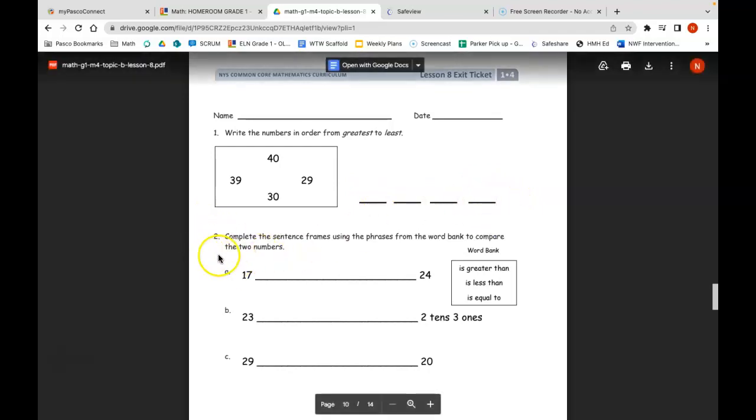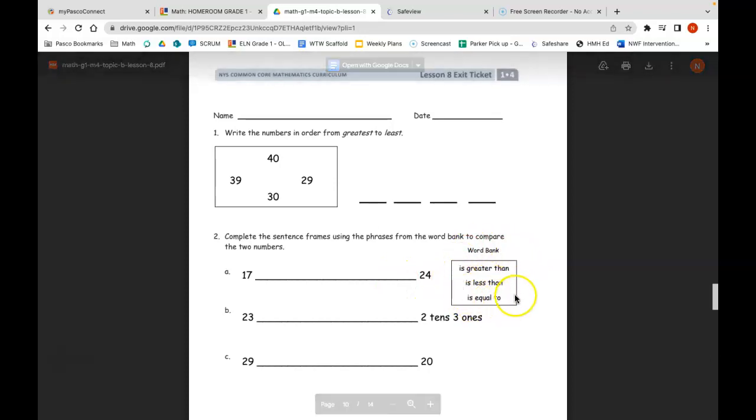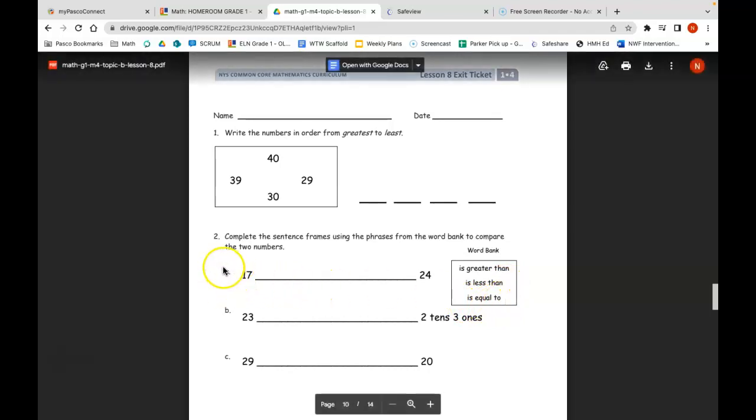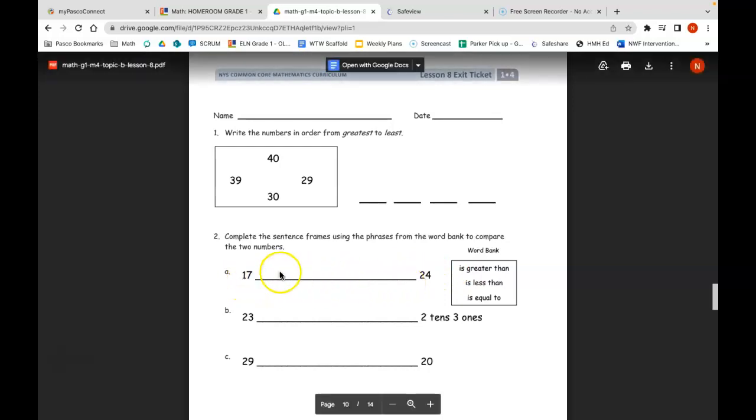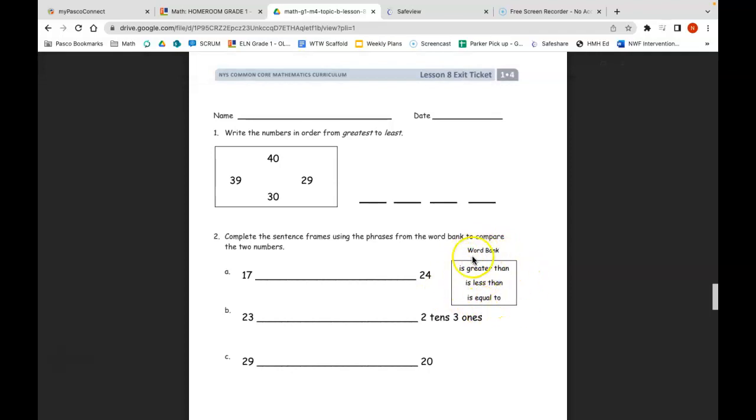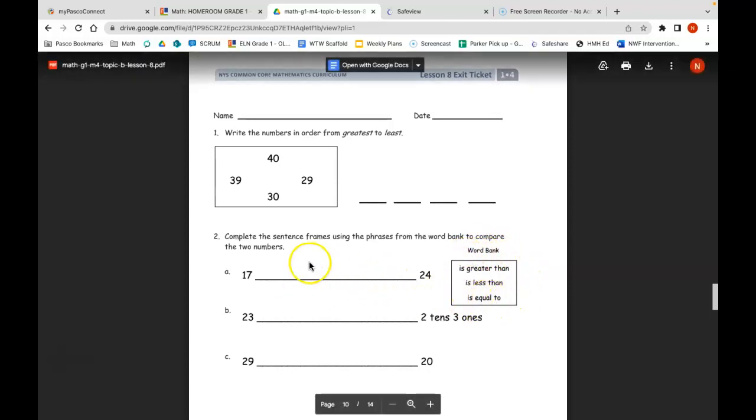Then for number 2, you're going to complete these sentences using this word bank over here, okay? Remember, this is greater than, is less than, is equal to. So you're going to look at A and say, all right, 17 and 24. What word would complete that sentence? 17 is greater than 24, 17 is less than 24, or 17 is equal to 24. You're going to write one of these little words on this line.